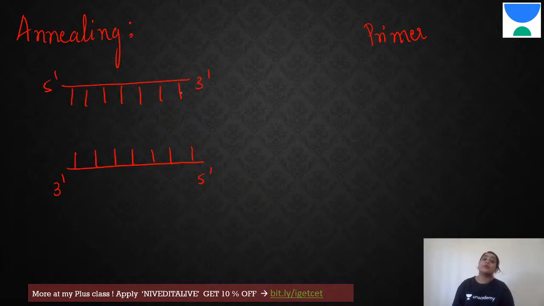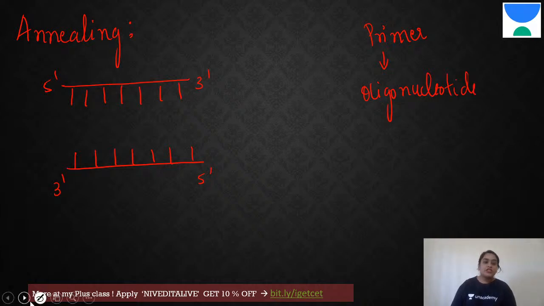Instead, it needs a starter molecule. It has a starting problem. It needs a starter molecule, which we call a primer here. Primers are nothing but oligonucleotides. What do you mean by oligo? Oligo means 2 to 9, usually. The word oligo means that. So usually these are small chains of nucleotides.